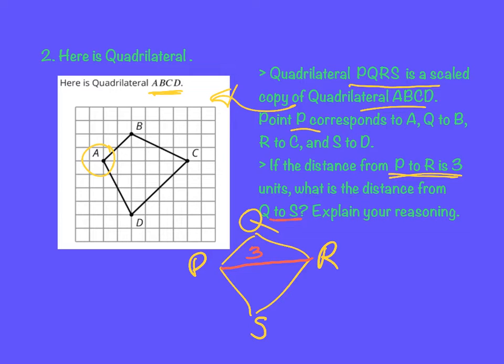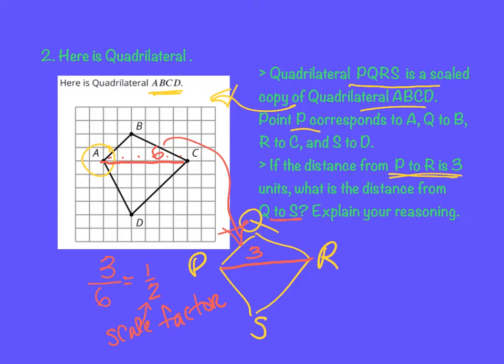Okay, so we know that from P to R is 3, so that means we have to figure out how far it is from A to C. So if I count that 1, 2, 3, 4, 5, 6, I know that this distance is 6. So if I'm going from 6 to 3, I'm going to take my scale copy and divide it by my original, and that's 3 divided by 6, or 3/6. If I reduce that, it's 1/2. So that means that 1/2 is the scale factor. And remember, that means that I would multiply that by anything else.